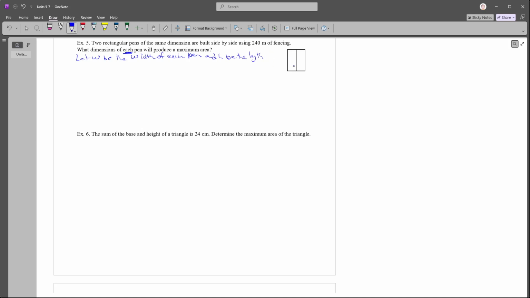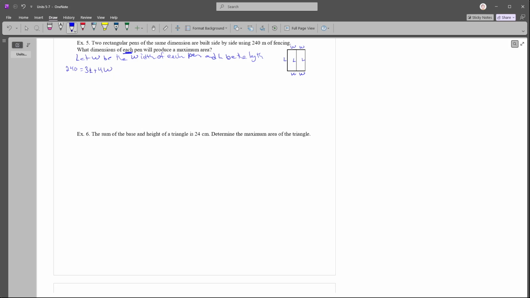So that means we can draw this. Let's say this is L, L, L, W, W, W, W. Okay. Whew. Now we know that combined, it used up 240 meters of fencing. So we can write our equation here the same way that we've always done this. So that means we have 240 is equal to, how many L's and W's do we have? We have 3 L's and 4 W's. 3 lengths plus 4 widths.